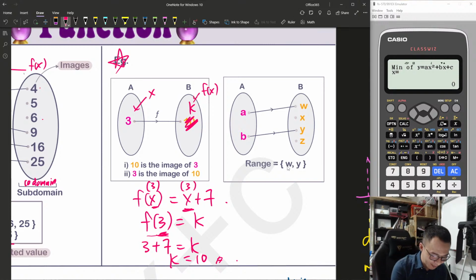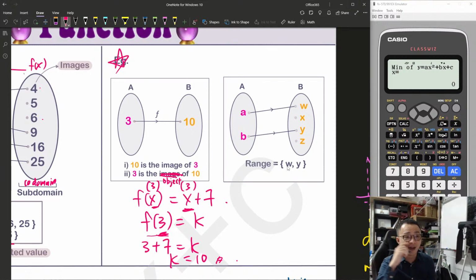I think here got some typing error. Oh my god. 10 is the image of 3. And 3 is the, this word is object, sorry. Whoever got this note, change this word to the object. 3 is the object of 10. I'm wondering how come both also is the image.